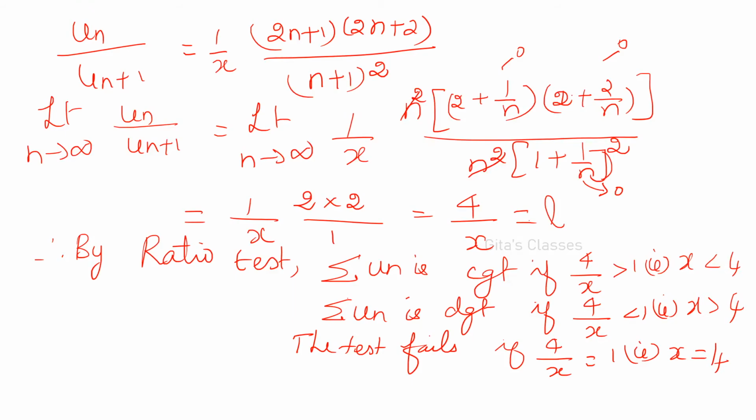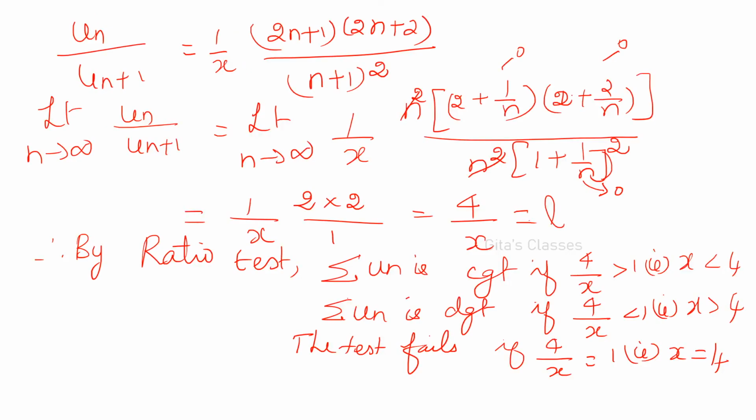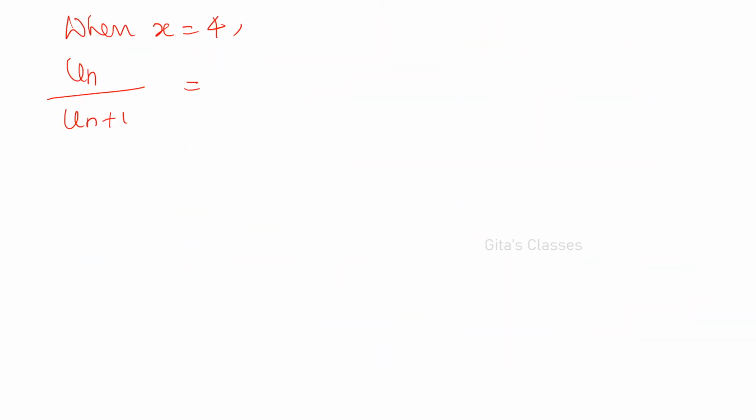When the test fails, either you can go for comparison test or RAPS test. Just we are studying this RAPS test, so I am going to use that. So when x is equal to 4, un by un plus 1 will become, here what is un by un plus 1? 1 by x into, this is the term, right? 1 by x into 2n by, now x is equal to 4. So I am going to write it as 1 by 4 into 2n plus 1 into 2n plus 2.